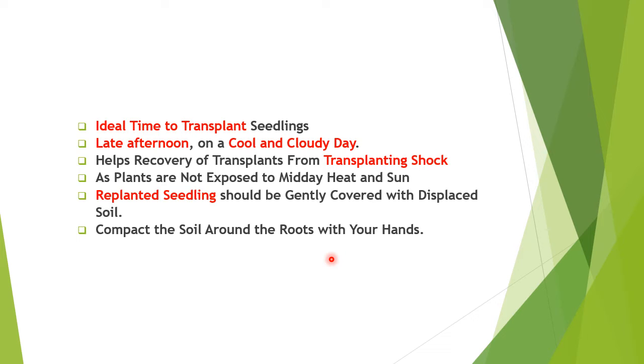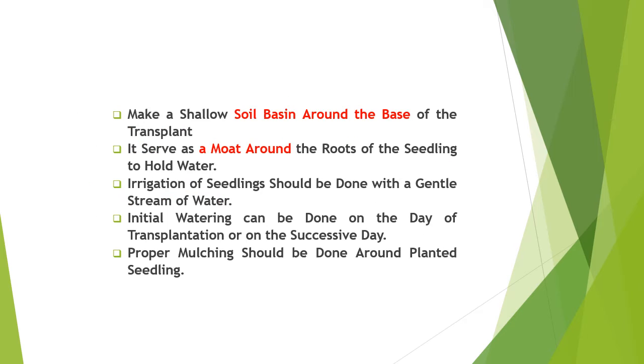You have taken a seedling, you have planted it in a pit. Now you are compacting the loose soil around it with your hands, and you make a shallow soil basin around the base of the transplant. It serves as a moat around the roots of the seedling to hold water.